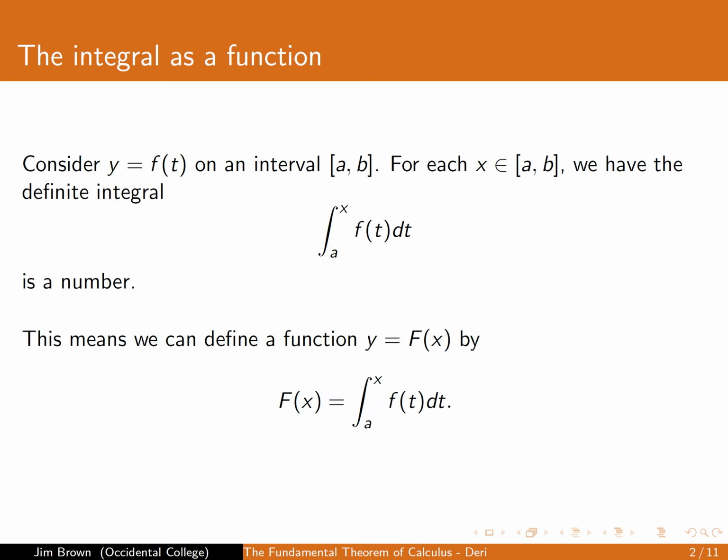Since this outputs a number for each x, we can consider this a function. For each input x, we output a number. That's exactly what we want for a function. So we'll define this to be big F of x, the integral from a to x of f of t dt. Just keep in mind, in the integrals we've been doing up to this point, we had x as our variable. Here we're using t under the integral, and x is the variable for what we're going to be outputting.